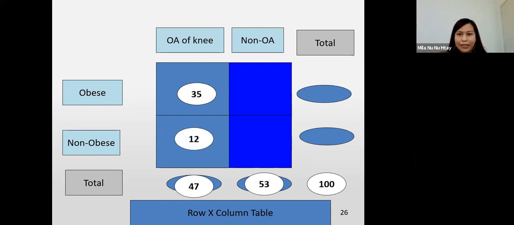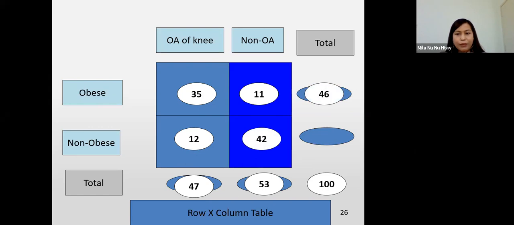Then in the non-disease group, the total is 53. We would like to know how many are obese. Okay, 11 are obese. If we would like to know the non-obese, those with normal BMI, we subtract 11 from 53, so we get 42. The total number of obese people is 46 and non-obese 54. If we can key in correctly to the 2 by 2 table or contingency table, then we can easily proceed to the calculations and interpretations.